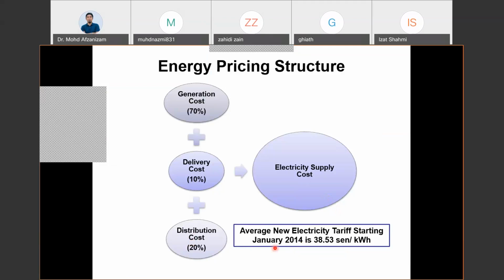So up to January 2014, the tariff is 38.53 cent per kilowatt hour. So bear in mind, the unit kilowatt hour involves time, meaning that it refers to the utilization of the energy. So in other words, in January 2014, 1 kilowatt hour only charged you 38 cent. So it's relatively low, right?